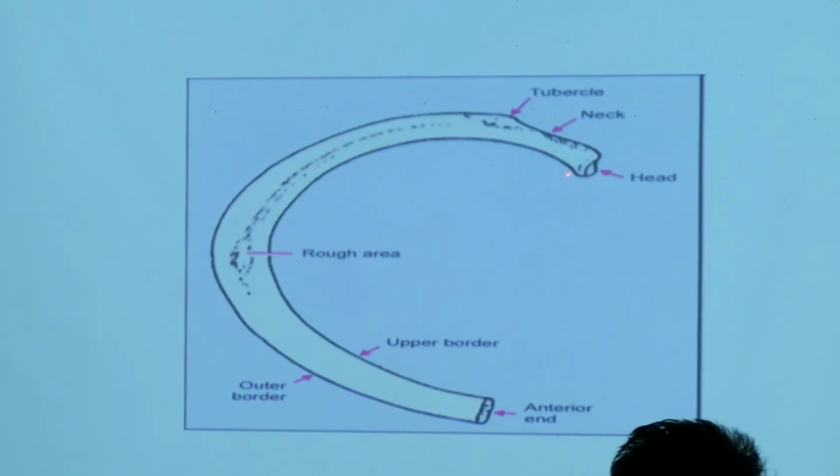See, this is your head and this is your constricted neck, and this is the tubercle, and the angle is closer to the tubercle, and this is your rough area. Okay, these are the main identifying features of your second rib. Okay, the next, this is your anterior end, and this is the outer border and this is the upper border.